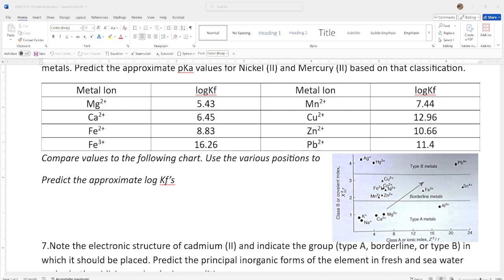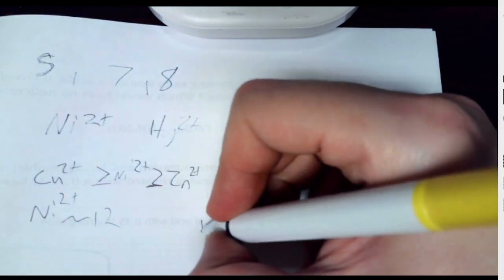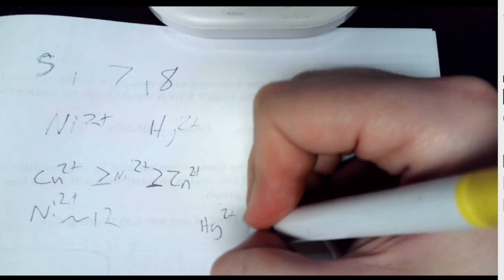But we have increasing stability along the downward diagonal, so mercury is going to be a little bit less acidic than, say, nickel. So that one's kind of a rough one. According to the book, they said nickel is approximately 12, and mercury is approximately 13.5.